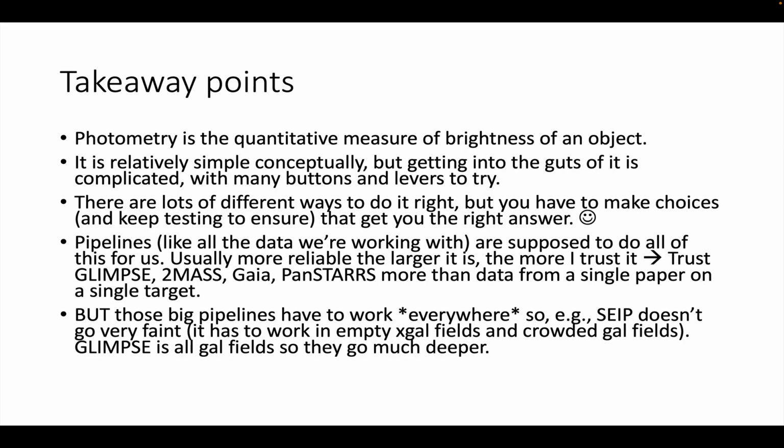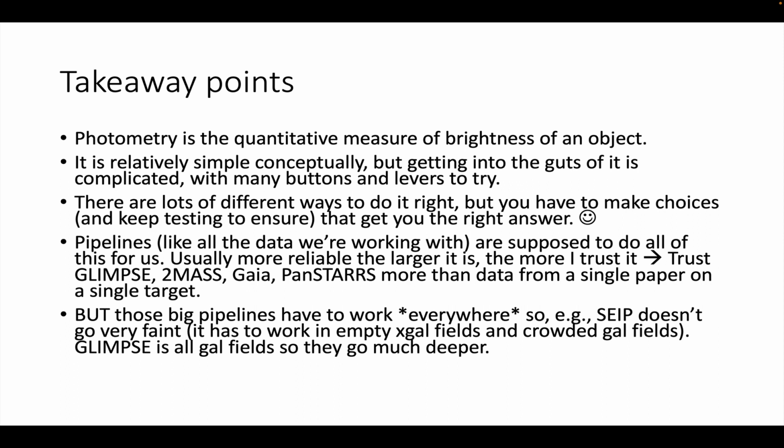So, here are the main takeaway points. Photometry is the quantitative measure of the brightness of an object. Conceptually, it's relatively simple. You're measuring quantitatively how bright something is. But getting into the guts of it is complicated, and there are many, many buttons and levers to try. There are lots of different ways to do it right, but you have to make lots of choices, and you have to keep testing along the way to ensure that you're getting the right answer.